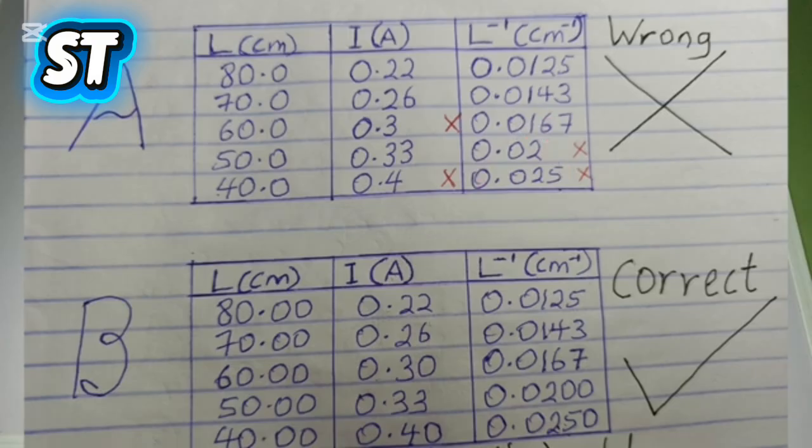That is wrong. Look at the correct fashion down in table B. We have 0.0125 and the rest. They are all in 3 significant figures. That is the correct way to write your table. So that's it about the table. Please always make it neat. Try not to shade, and make it very, very neat. You can write in pencil first before you trace with your biro.